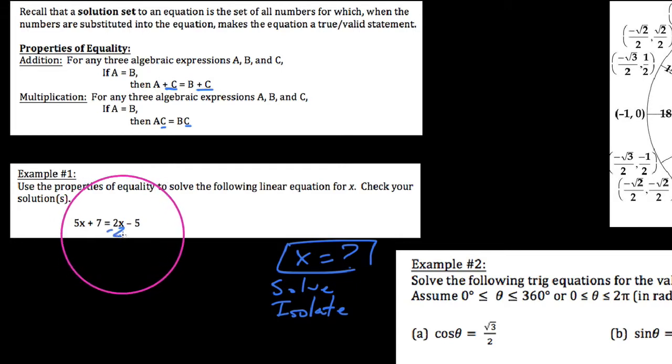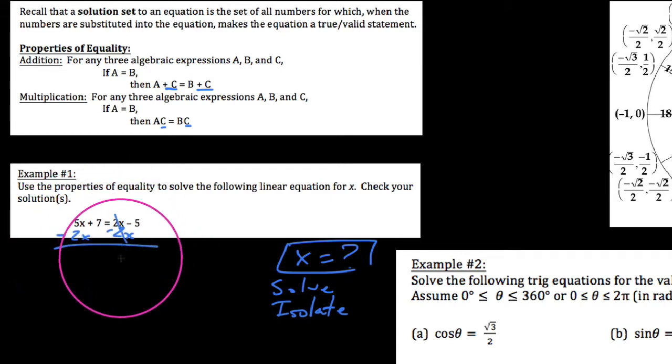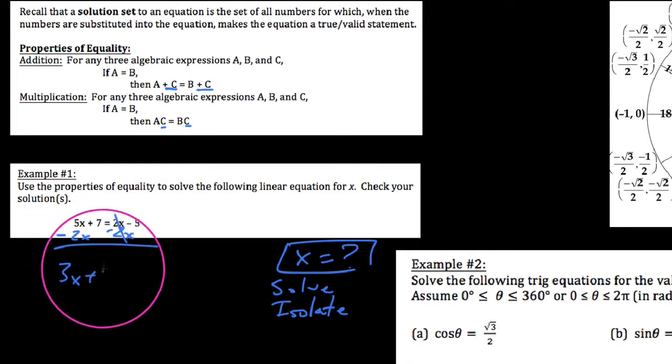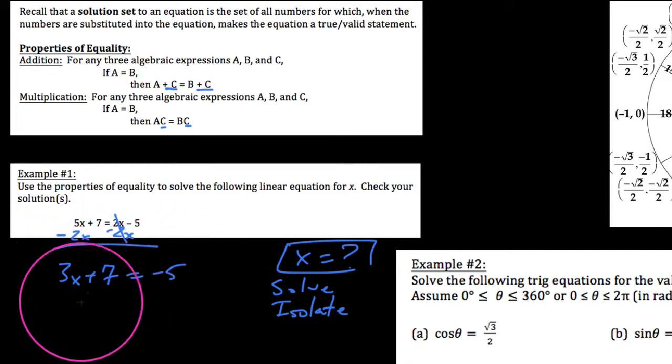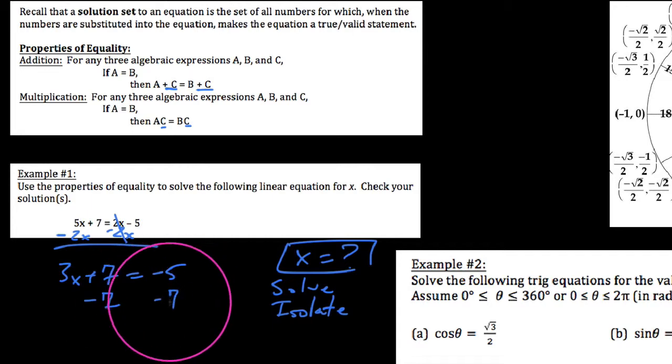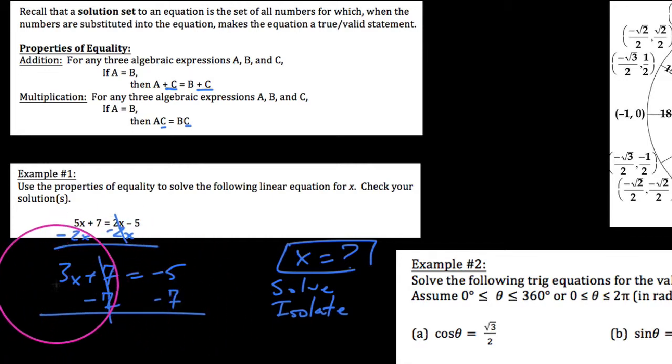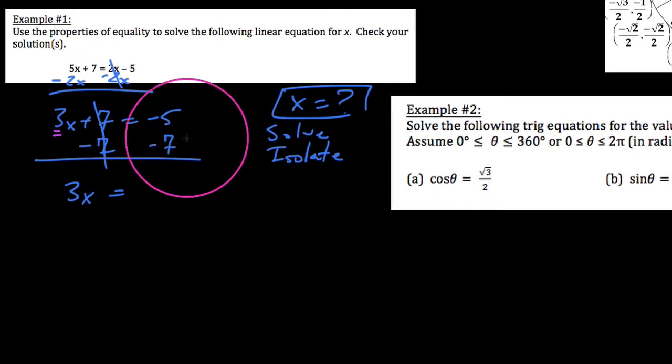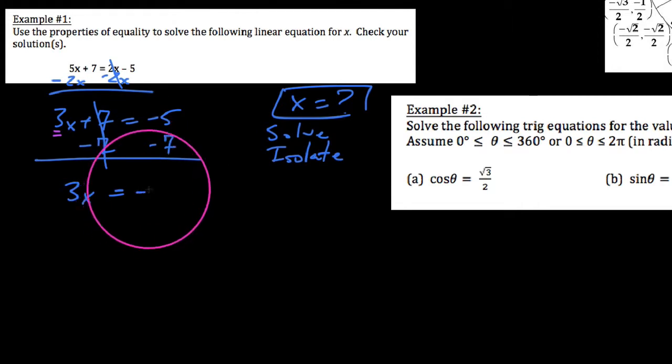So I'm going to subtract 2x from both sides. You have to take away the x as well. This 2x and this 2x cancel out, and I get 3x plus 7 equals negative 5. So we're going to subtract 7 now from both sides. You always undo your addition and subtraction before you undo the multiplication and division up front. Positive 7, negative 7 leaves us at 3x here, and then negative 5 and negative 7 add up to negative 12.